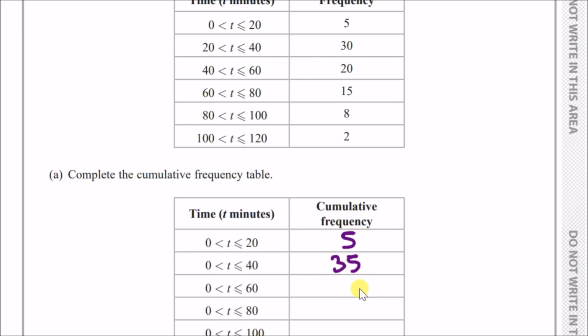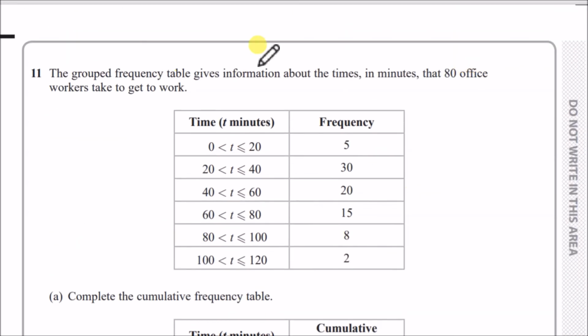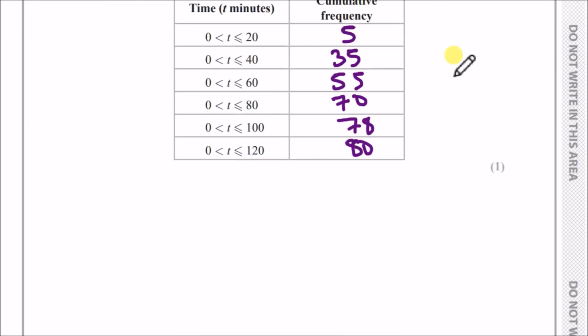And you keep adding. Add 20 more is 55. Add 15, it's going to be 70. Add 8, 78. And add 2 is 80. And this is perfect because it's supposed to check out at 80, because that's how many office workers there were. Alright, cool. That's only worth a mark, so yeah.